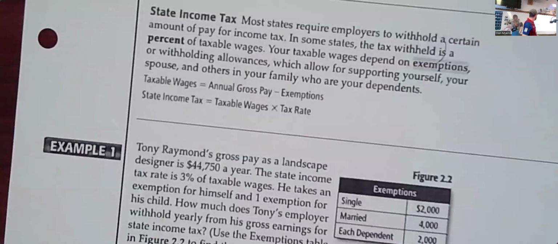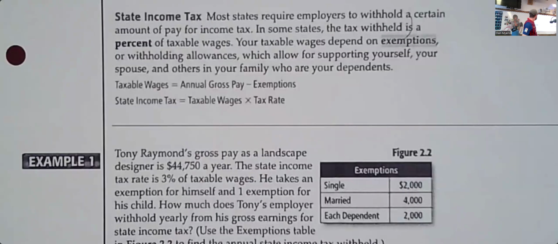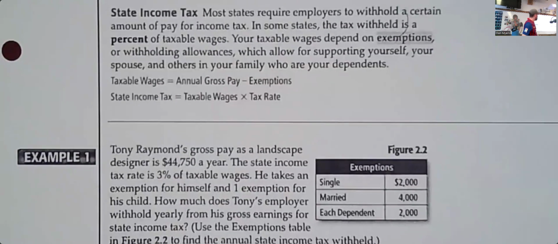Anyway, let's keep going. State income tax. Most states require employers to withhold a certain amount to pay for income tax. In some states, the tax withheld is a percentage of the taxable wages, which we definitely do here as well. Your taxable wages depend on exemptions or withholdings. We talked about that yesterday with federal income tax. It's the same types of calculations. I'll just go ahead and say that.